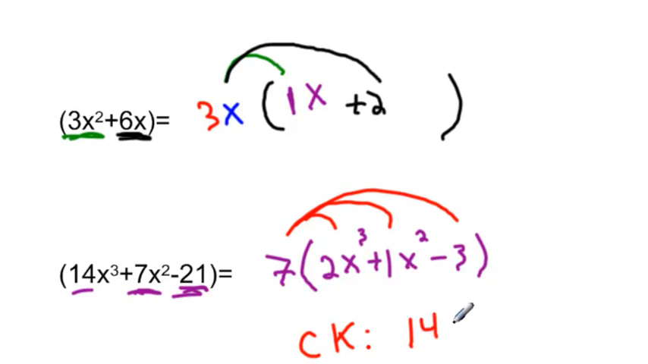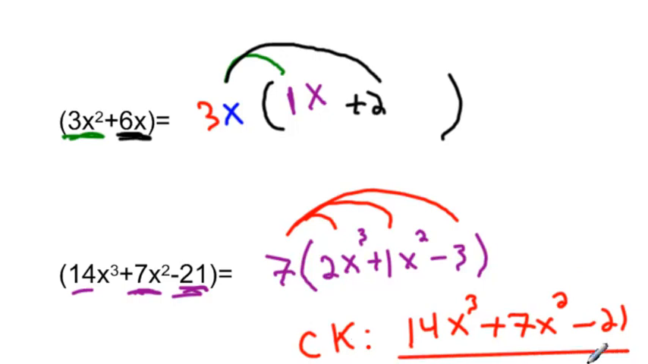Okay. The check is that this comes out to 14x to the third plus 7x squared when we're distributing the red, minus 21. Funny thing is that is that. So you have factored that correctly. Okay? That's how you do it. All right, let's move on.